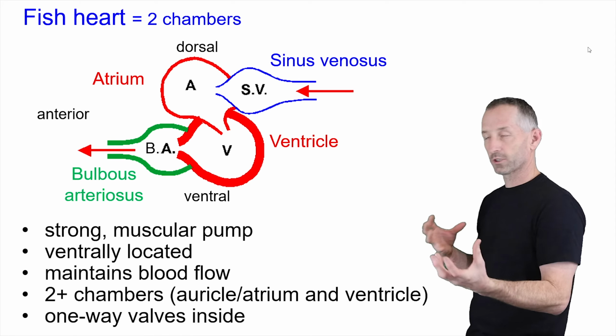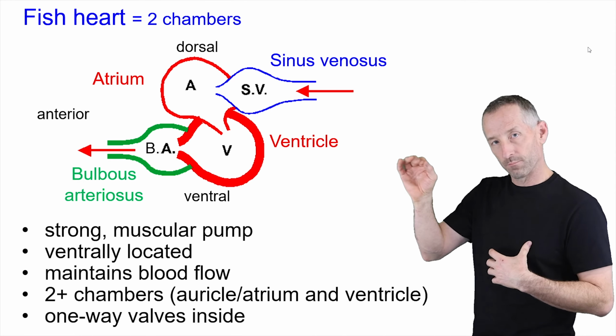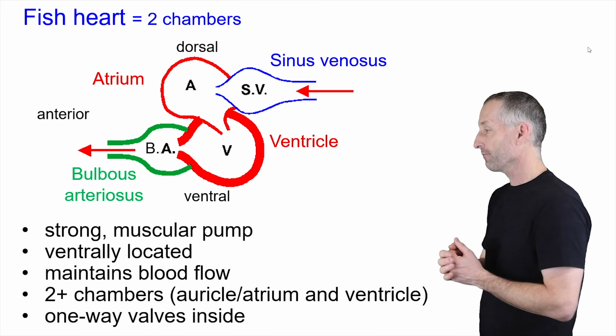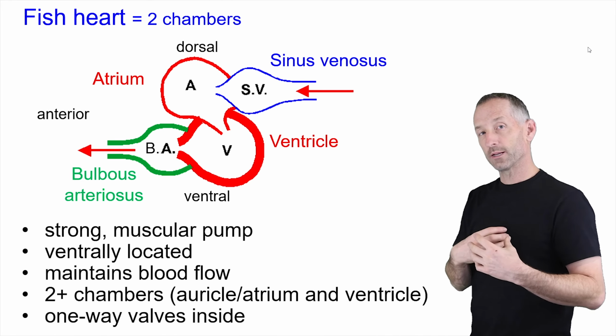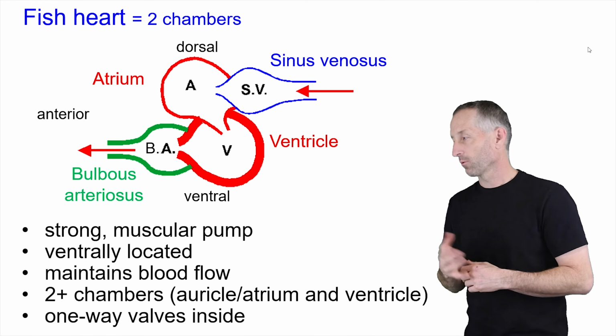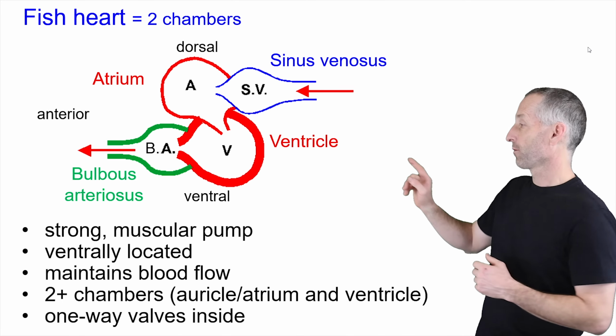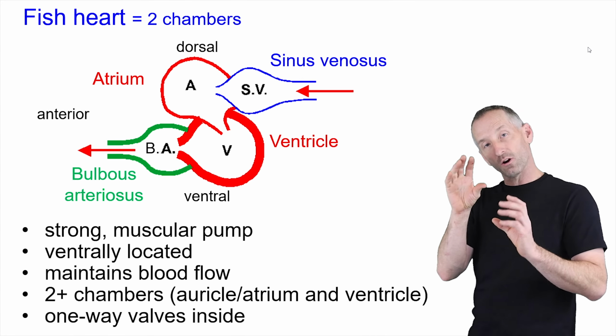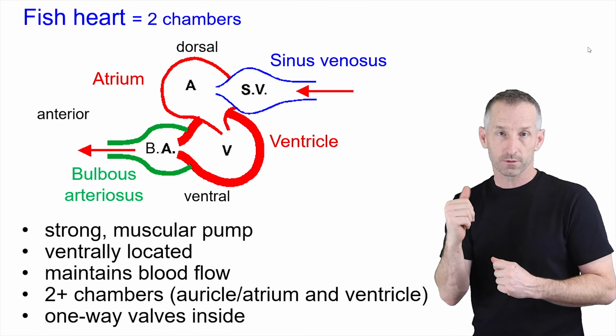So there's a strong muscular pump, which fishes and all vertebrates have, that is ventrally located, so in the bottom of the body, and it maintains this blood flow with these chambers. Now, an important feature, of course, is that you have one-way valves through each of these structures, which means that as the heart contracts, the blood doesn't flow backwards.